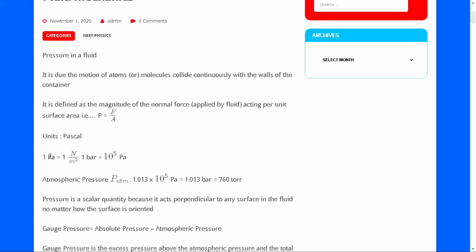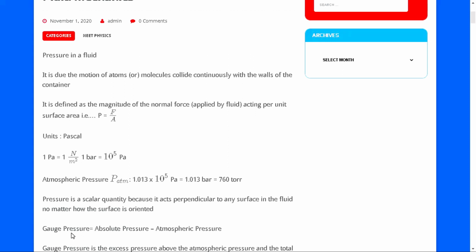This is the unit conversion: 1 Pascal is equal to 1 Newton per meter square, and 1 bar is equal to 10 power 5 Pascal. Atmospheric pressure P-atm is equal to 1.013 into 10 power 5 Pascal, that is 1.013 bar, that is 760 torr. Pressure is a scalar quantity because it acts normal to the surface of the area, but it does not depend on how it is oriented, either horizontal or vertical.